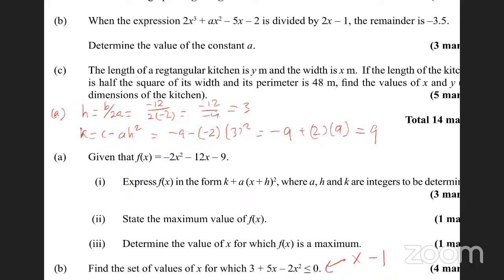So therefore, you write your answer like this: 9 minus 2 by x plus 3 squared. That's the f of x. What's the maximum value? The maximum value is always k, which is 9. And the x value it gives you is always minus h, which is negative 3.